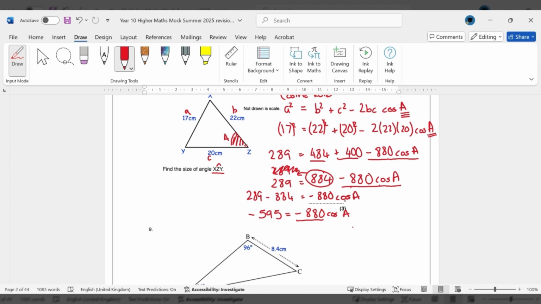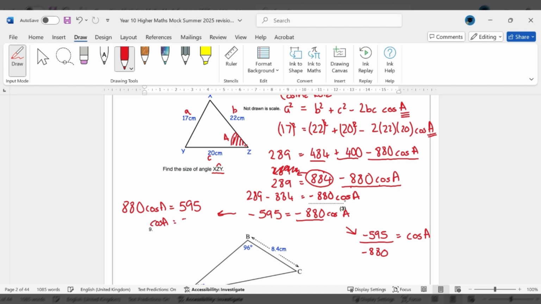I'm going to give you two options here. You could go minus 595 divided by minus 880. It's not a minus becoming a plus, it's a times becoming a divide, equals cos A. That's one option. The other option, as we said earlier when changing the subject of the formula: if your subject is negative, take it to the side as positive. So the minus 880 cos A comes over to be positive 880 cos A, and the minus 595 goes to the right-hand side to be positive. They flip sides, and both flip signs.